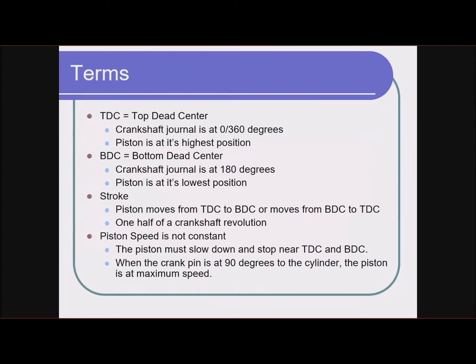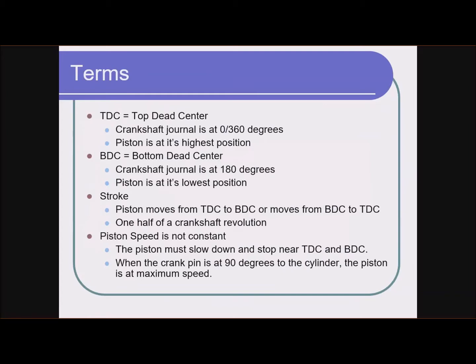So all a stroke is, when we talk about the intake stroke or the exhaust stroke, is when the piston either moves from top dead center to bottom dead center, or from bottom dead center to top dead center. It's half of a crankshaft revolution. So think about that.